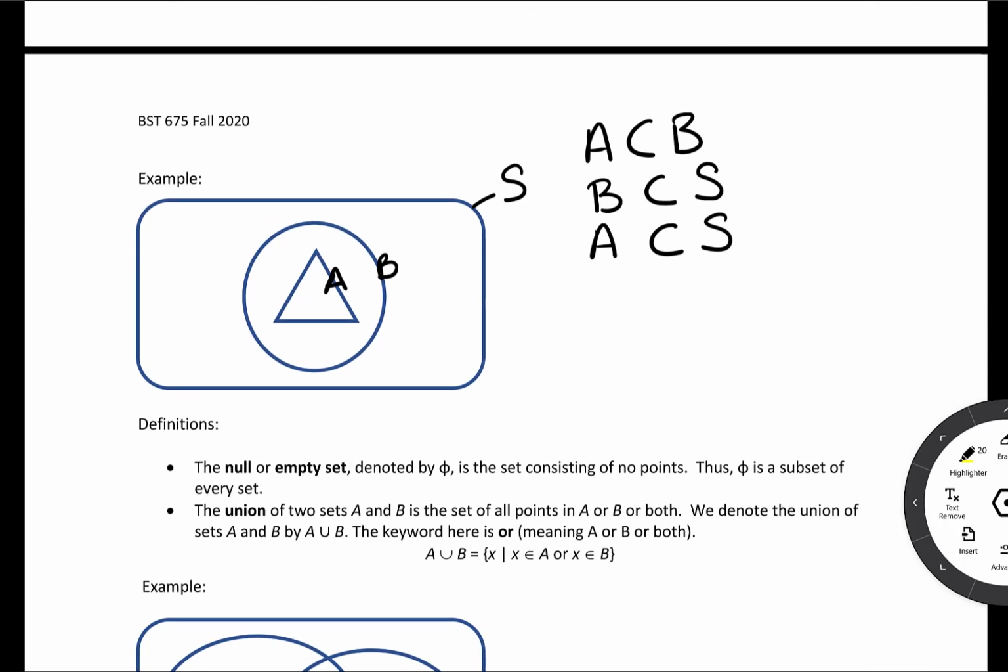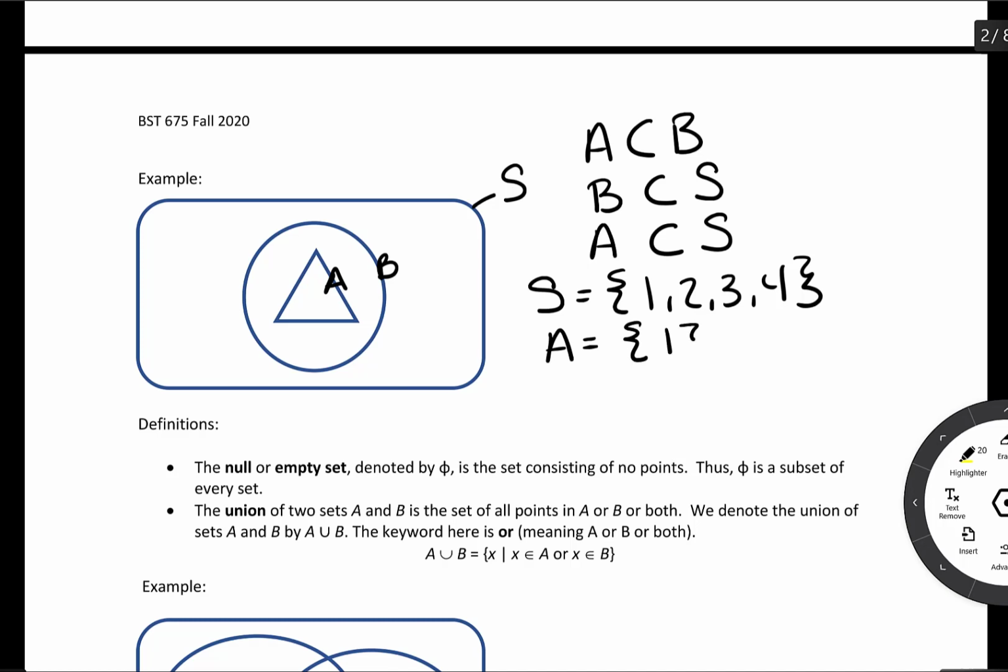And if we wanted to put some numbers to this to help make it more concrete, we could say that S is equal to 1, 2, 3, and 4. So notice in this case, the universal set has 4 elements. A could be the set only consisting of the number 1. And B could be the set containing 1 and 2. So notice in this particular example, A, which only contains the number 1, is a subset of B, which contains 1 and 2, and B is a subset of the universal set, which contains 1, 2, 3, and 4.